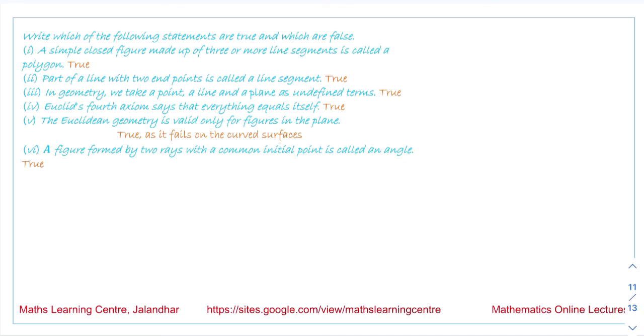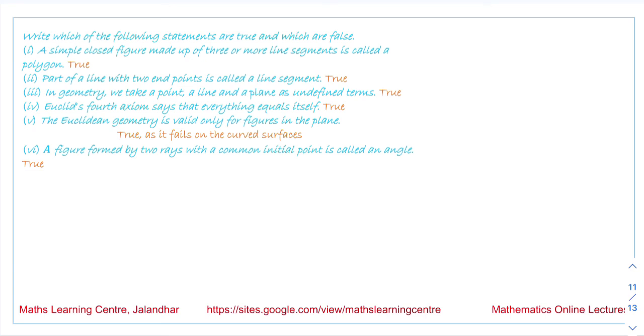And then the next is, Euclid's fourth axiom says that everything equals itself. This is also true. This is Euclid's fourth axiom. Then, Euclidean geometry is valid only for figures in the plane. This is also true, because if the surfaces are curved, then these axioms do not hold.